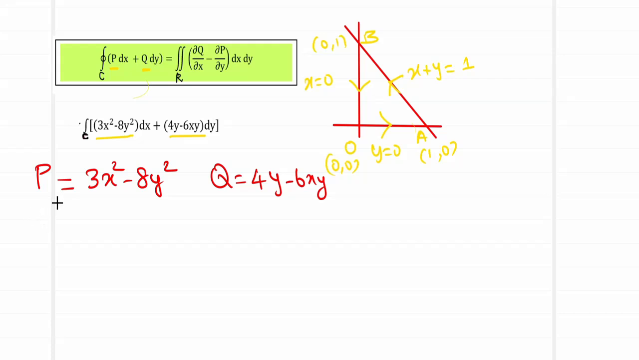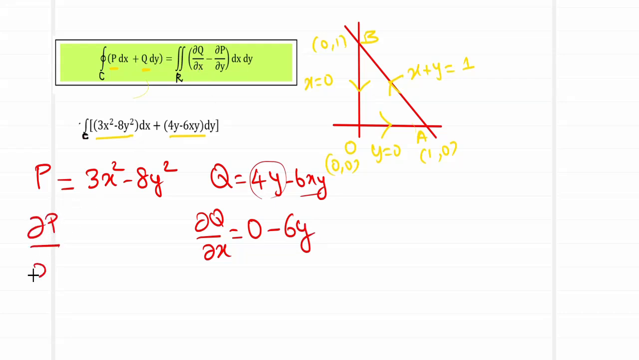Now I want dou q by dou x, q with respect to the variable x. So this 4y will become 0, and minus 6xy will give me minus 6y. Now moving to the second part, dou p by dou y. Differentiating with respect to y, this will become 0 and I will have 8 2s are 16 times y.